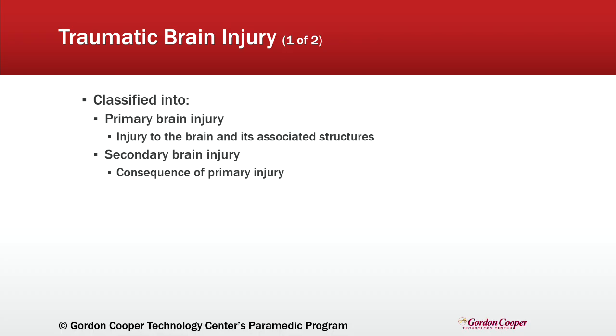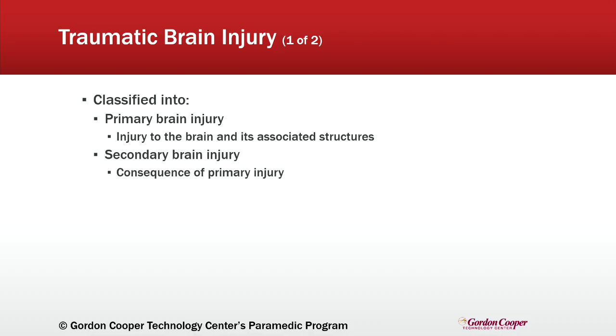Traumatic brain injuries are classified in two types. There's a primary brain injury, which is an immediate result of the initial impact to the brain and its associated structures. So this is the injury that happens right away. And then there's the secondary. This is a consequence of the primary injury and can occur anywhere from a few minutes to several days later.